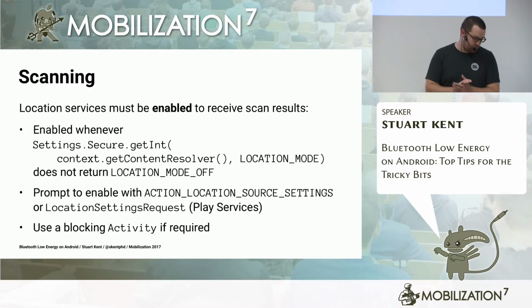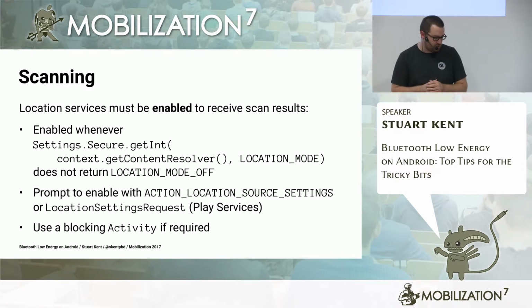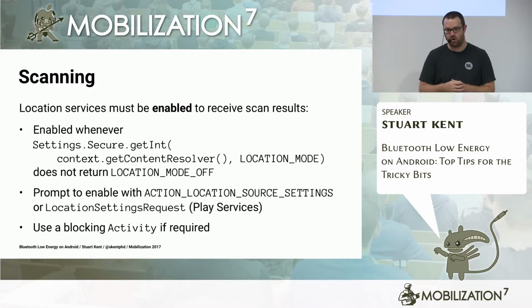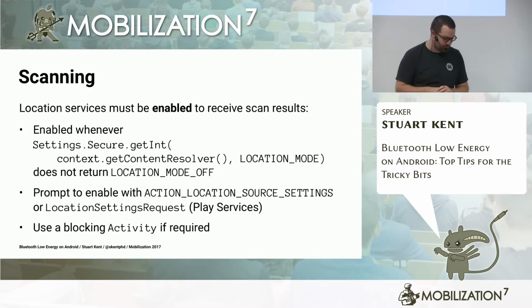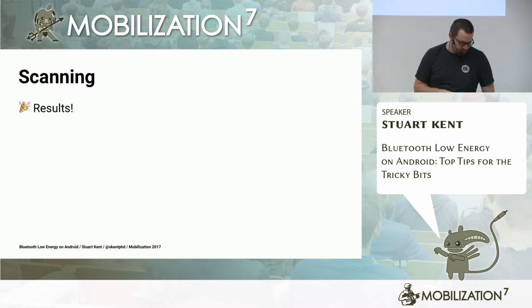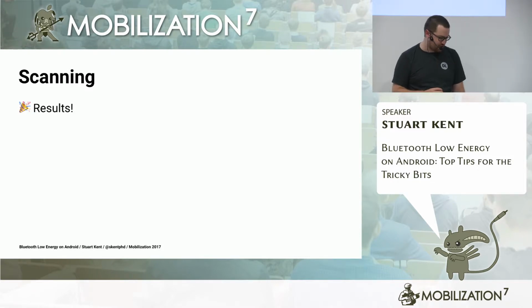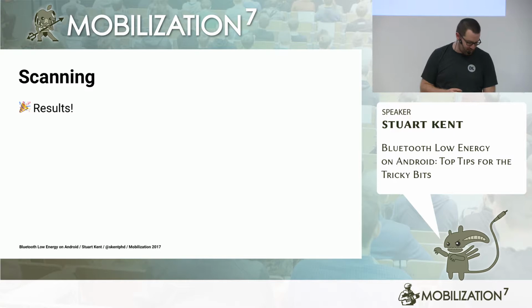Again, you can prompt to enable with ACTION_LOCATION_SOURCE_SETTINGS to bump people out to location settings, or if you have Play Services in your application, Play Services has a nice location settings request that will allow you to re-enable location services from within your application. And again, I'm saying this a lot, but it bears repeating: use a blocking activity if not being able to receive scan results is really problematic for your application. So once we've jumped through all those hoops, we should now be actually getting scan results. Hooray. That took a little while.